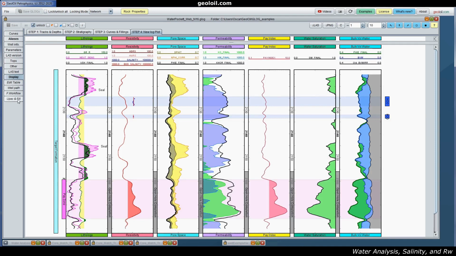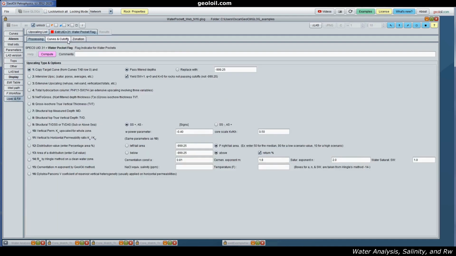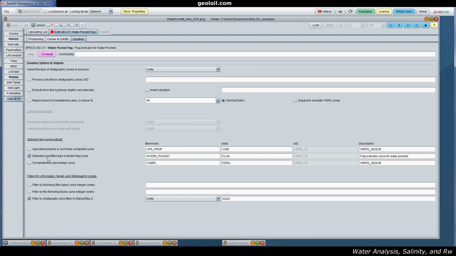So you go to upscaling and filterings. We already did that. Water pocket flags. You go to zonation. You want to detect water pockets. There is a flag, and you have to filter by the stratigraphy unit, that is H2O. You have to put that in slashes. Let me show the stratigraphy.